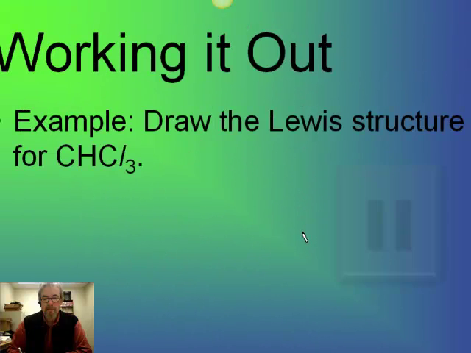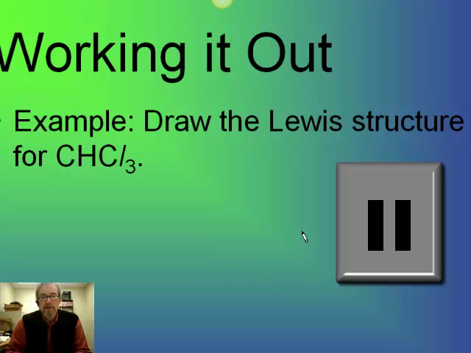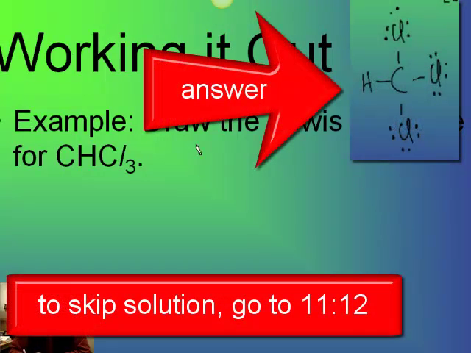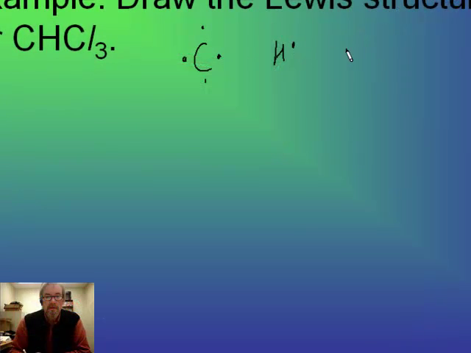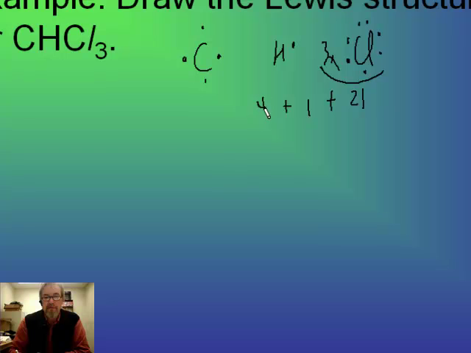Okay, you try one. Stop the video and follow the steps and try and draw the Lewis structure for CH3Cl, which is called chloroform. Okay, here's your solution. Carbon, 4 dots, hydrogen, 1 dot, and chlorine, 7 dots. But I have 3 of them. So 3 times 7 is 21, plus another dot for the hydrogen, plus 4 dots for the carbon, and this all adds up to 26 electrons.